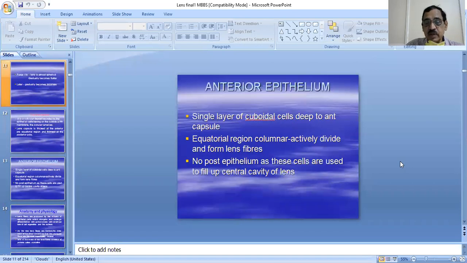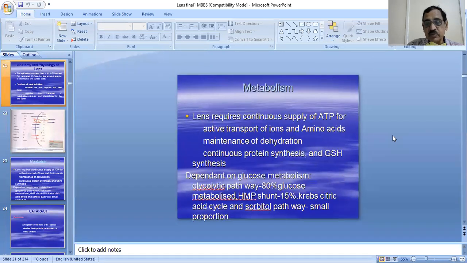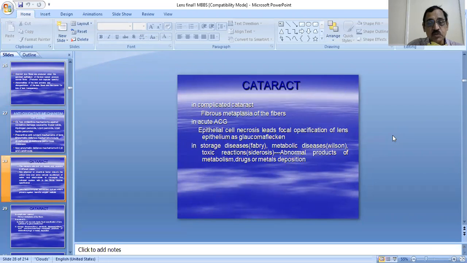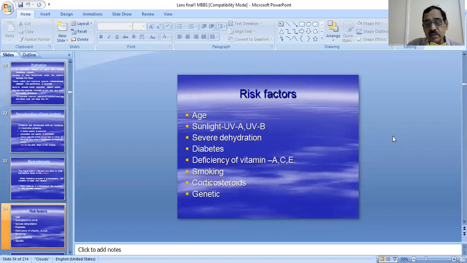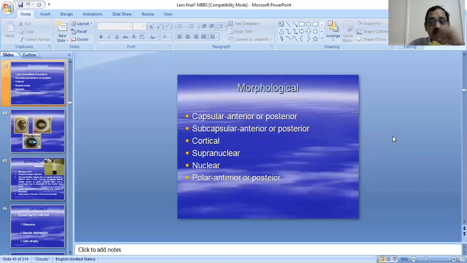Well, I think we are on the last leg of the cataract session. With this, today I'm going to finish up the cataract topic. And from Monday onwards, we will have glaucoma. I'm going to take glaucoma from Monday.